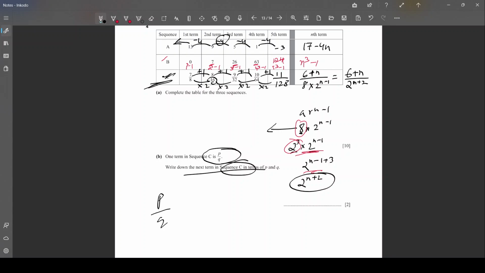So if any term we have it as p by q, the next term will be, over the top, p plus 1, and over the bottom it will be multiplied with the previous term, that is q, by 2. So if p by q is the term, the next term will be p plus 1 over 2q. So the answer is p plus 1 divided by 2q.